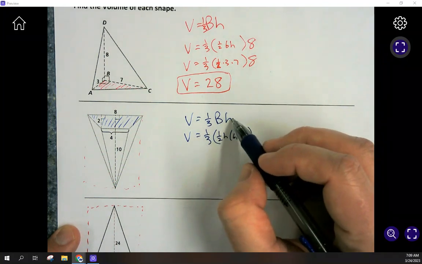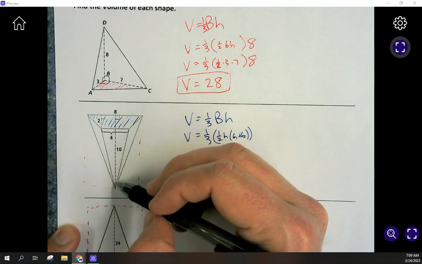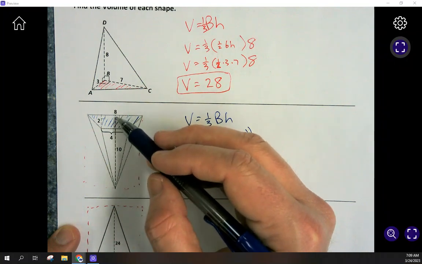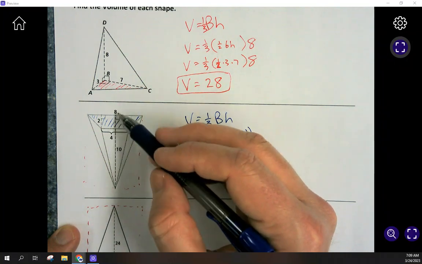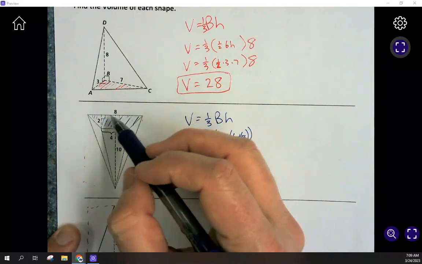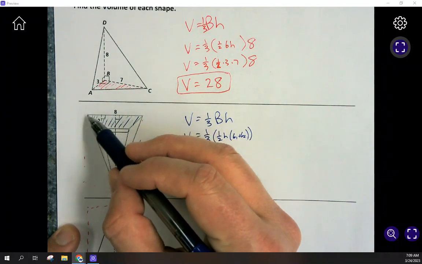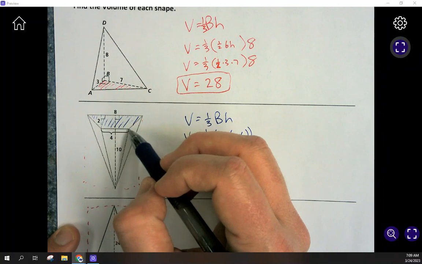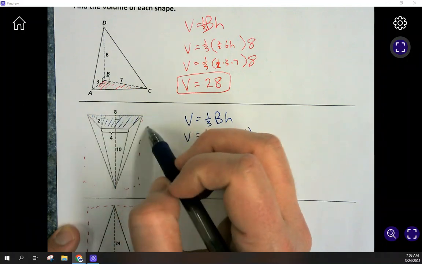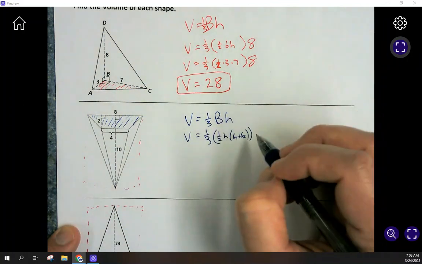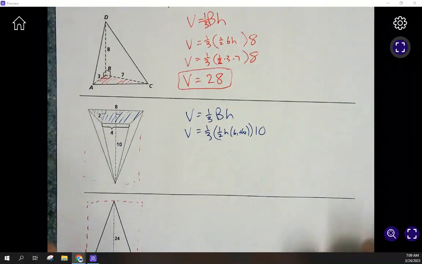And now the height of my three-dimensional shape looks a little confusing here, right? Because we got this 8 and the 10 and the 4, and they're all close to that line that represents the height. The 8 is measuring across the top here. The 4 is measuring across here. Those are the bases of the trapezoid. So 10 is the actual height of the three-dimensional shape.